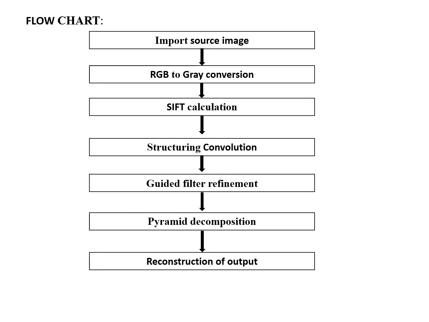Flow chart. As shown in the flow chart, first we import the input source images. Then, any distortions are eliminated by using image enhancement, and RGB is converted to gray.